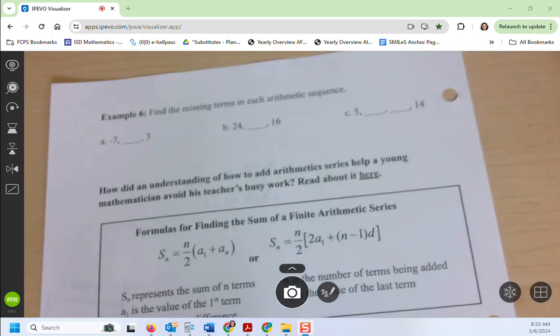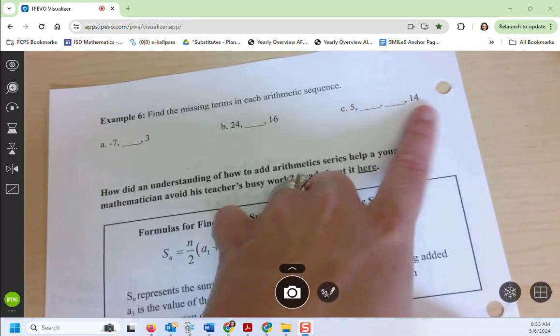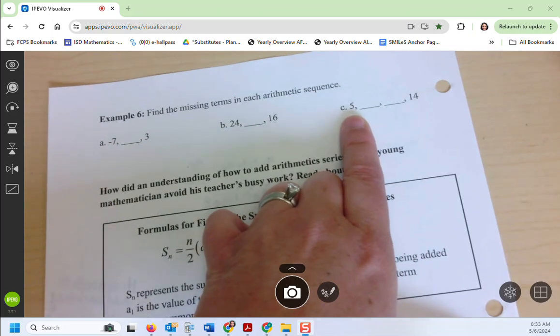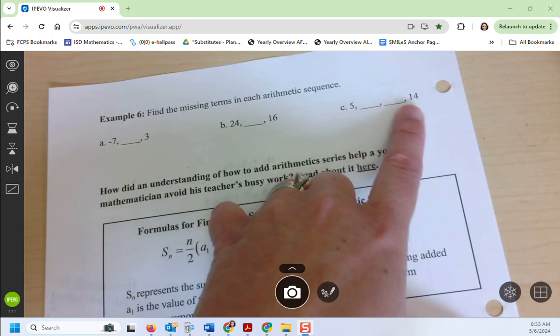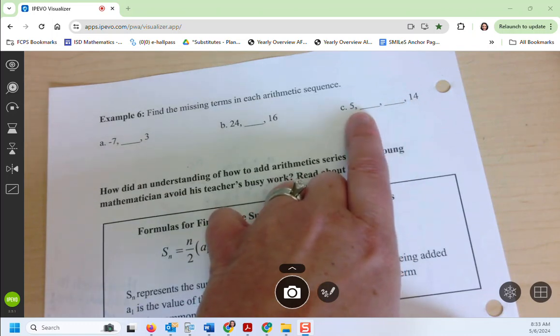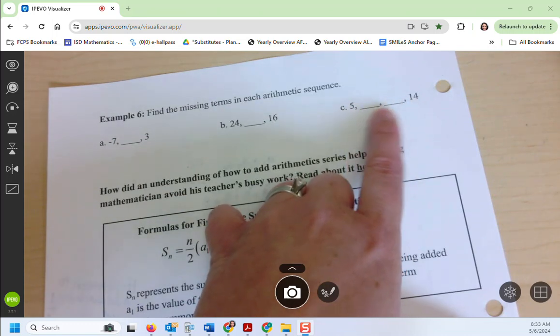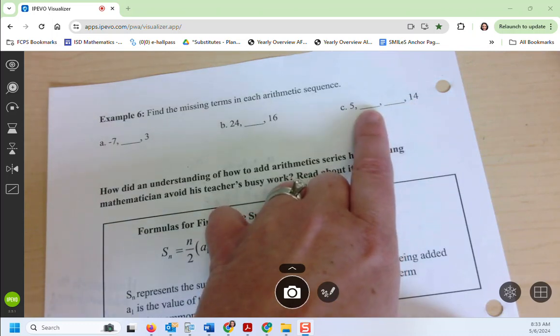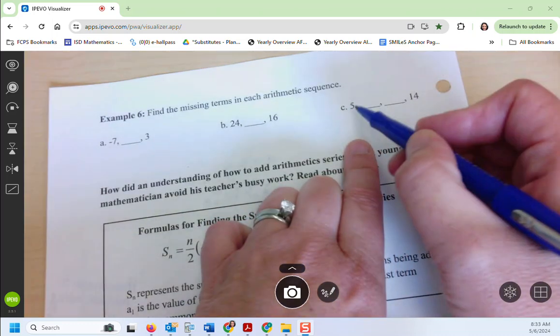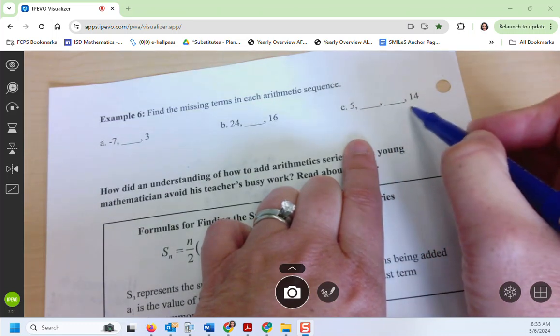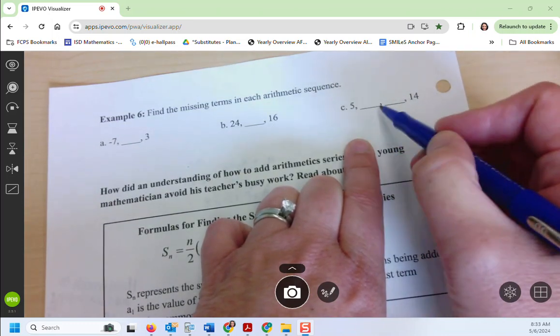Sydney, can you explain your method for this one? So there's 9 numbers in between 5 and 14. Okay. There are 9 numbers between 5 and 14, right? 14 minus 5 is 9. And then she divided it by 3 because you end up adding 3 times. 1, 2, 3. And realize that you're adding 3 each time.